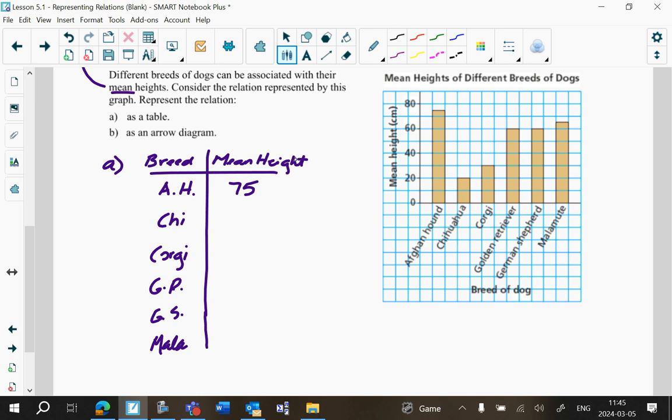Chihuahua? 20. And I should put centimeters here too, so I don't have to keep writing centimeters every time. Corgi? Yeah. Golden Retriever? 60, as is the German Shepherd, and the Malamute? 65. Okay, so that's pretty straightforward.